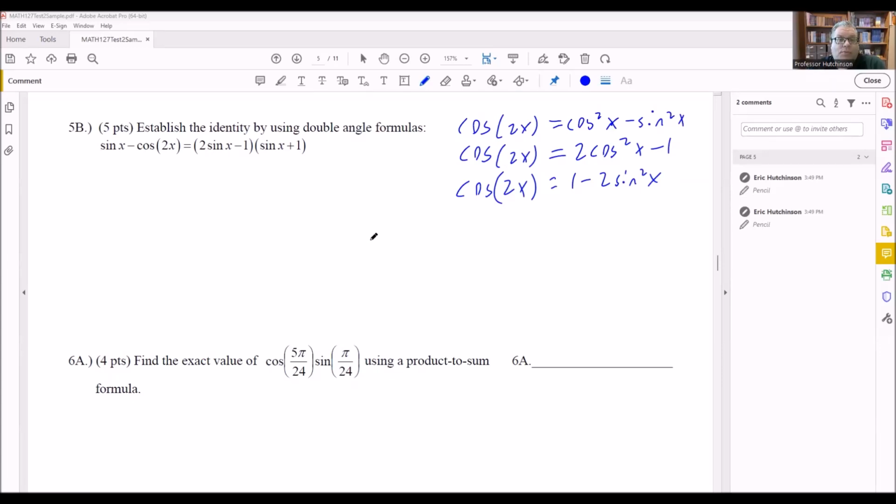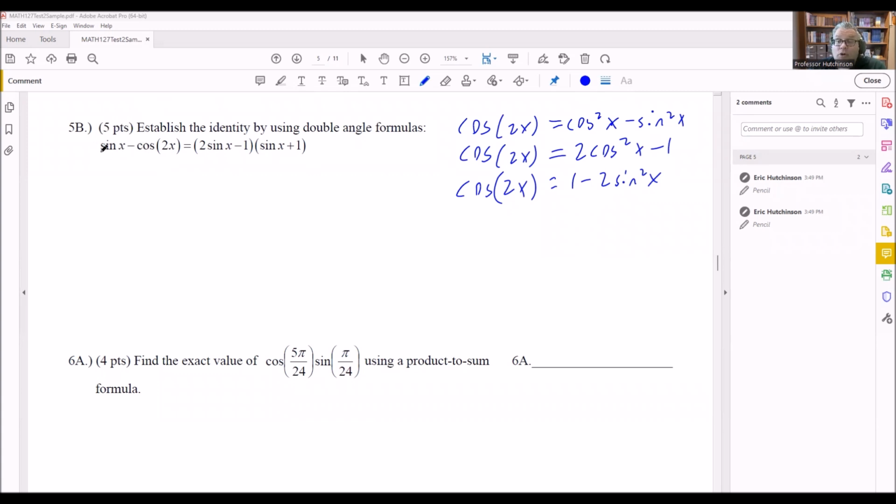Number 5b is another problem where we have to use a double angle identity in order to establish the identity. So this one here, we've got sine x minus cosine 2x, and then we have this on the right-hand side. Now we have the different formulas I have listed here for cosine 2x. So we have these different ones to choose from. And we notice in here that there is a sine in here already.